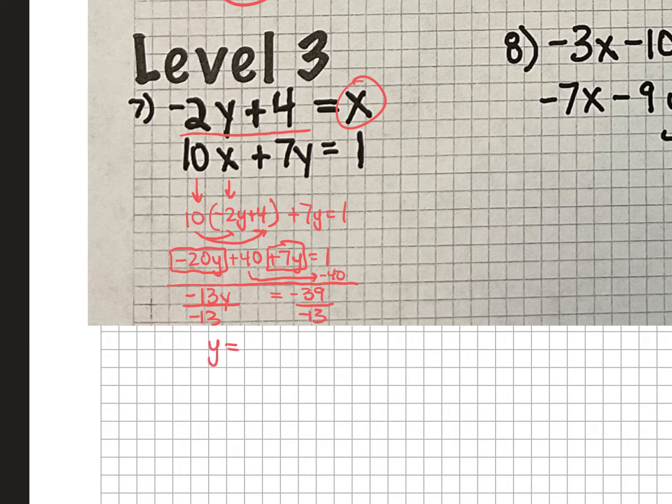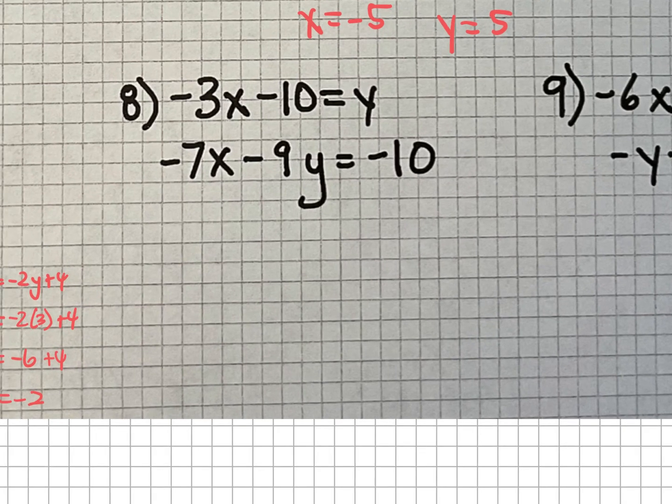And y equals positive 3. If y equals 3 and x is negative 2y plus 4, that's x equals negative 2 times 3 plus 4, which is x equals negative 6 plus 4, x equals negative 2. All right, next one. I'm going to take y out, and I'm going to replace it with what I know it is, which is negative 3x minus 10. Put it in parentheses. I'm going to have to be multiplying by negative 9.